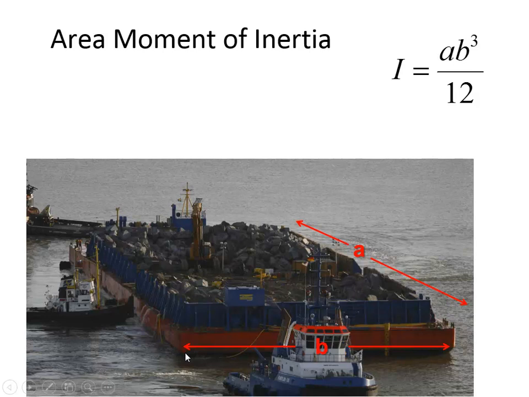And in this case, we have the width of it, B, is the smaller of the two dimensions. And so that's why we're cubing B instead of A. You know, the area moment of inertia for a rectangle is AB cubed divided by 12. And so how do you know which one is A and which one is B? The shortest dimension is B, the dimension that you're going to cube in this case. And so a barge is very long and relatively not as wide as it is long. And so you cube the shorter of those two dimensions.